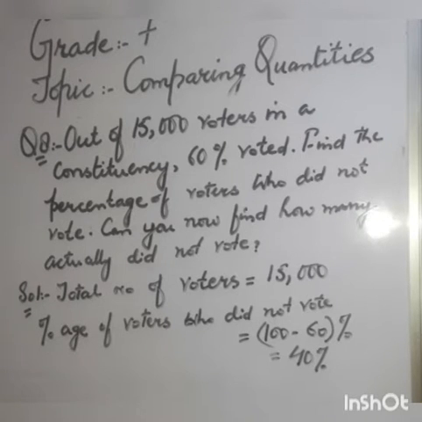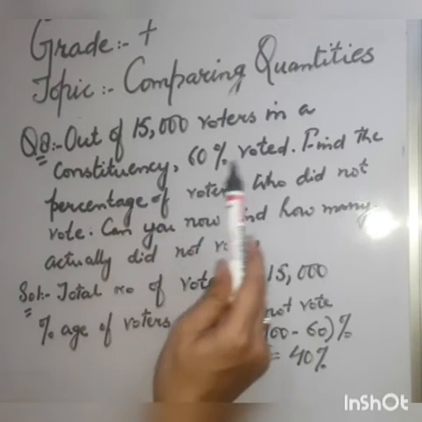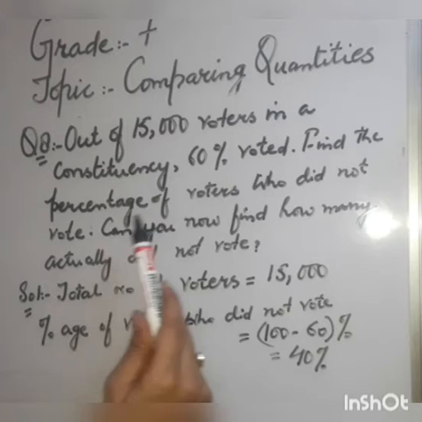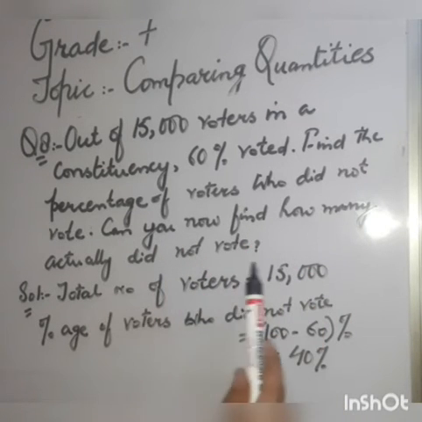Now question number 8 here is, out of 15,000 voters in a constituency, 60% voted. Find the percentage of voters who did not vote. Can you now find how many actually did not vote?